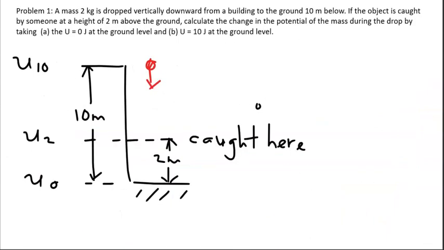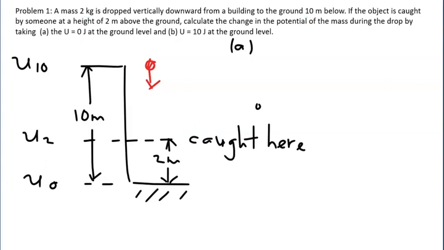Let's look at the following problem on gravitational potential energy. A mass of 2 kg is dropped vertically downward from a building to the ground 10 meters below. If the object is caught by someone at a height of 2 meters here, calculate the change in potential energy of the mass during the drop by first taking the 0 joule level at the ground level and then taking the ground level to be the 10 joule level. So for part A, the change in the potential energy is the final potential energy, which means the potential energy at 2 meter height, minus the initial potential energy at the 10 meter height.